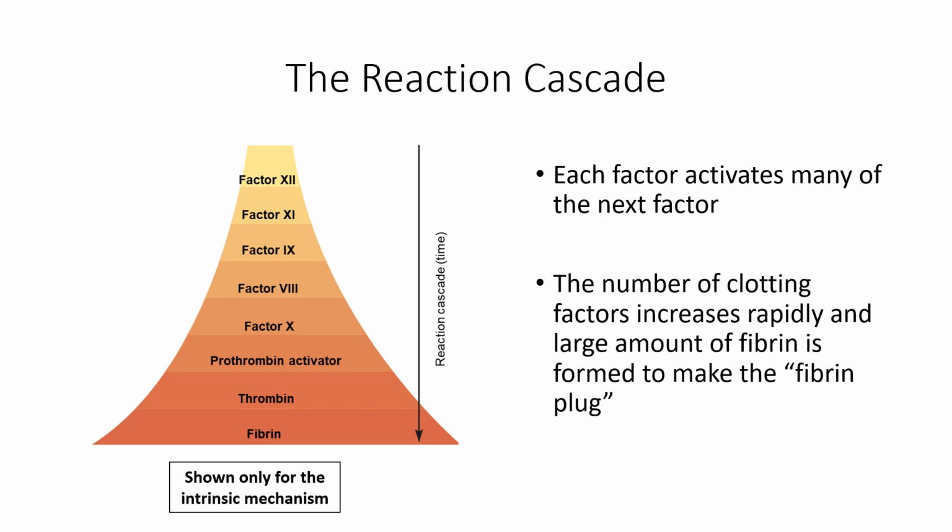At this point in the process, this is the common coagulation pathway. So from factor 12 to factor 8, this is the intrinsic pathway. From factor 10 to the fibrinogen activation into fibrin, that's the common pathway.